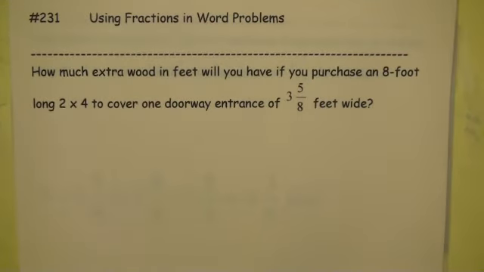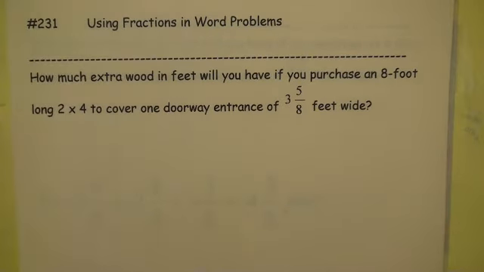Video number 231, using fractions in word problems. How much extra wood in feet will you have if you purchase an 8-foot long 2x4 to cover one doorway entrance of 3 5/8 feet in width, is what it should say. Let's go ahead and take a look.